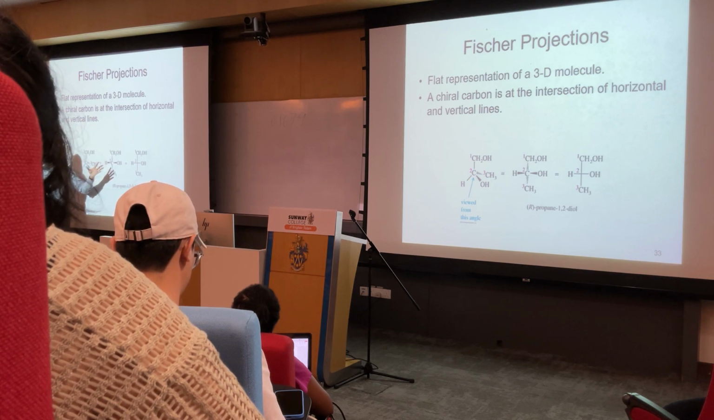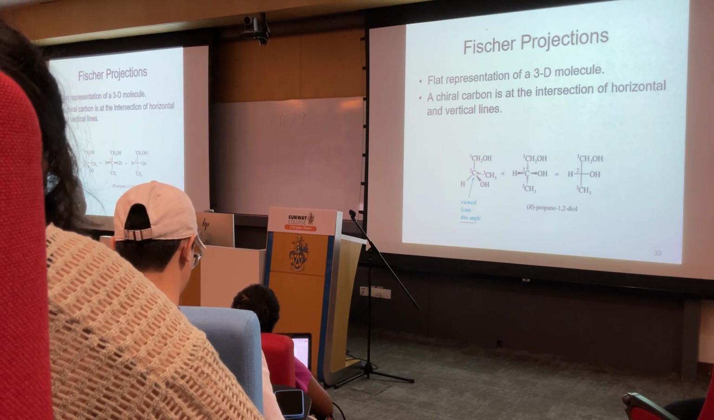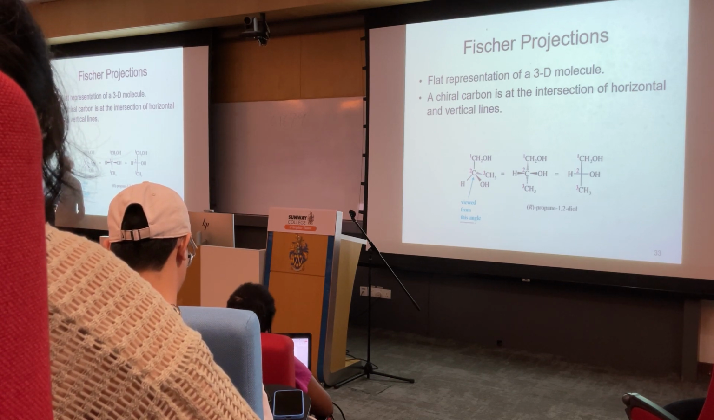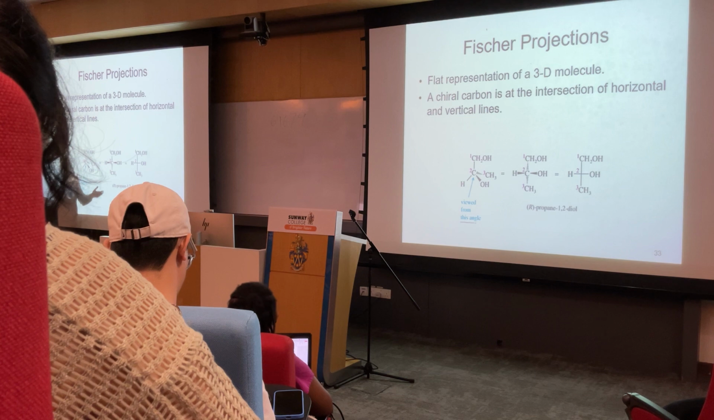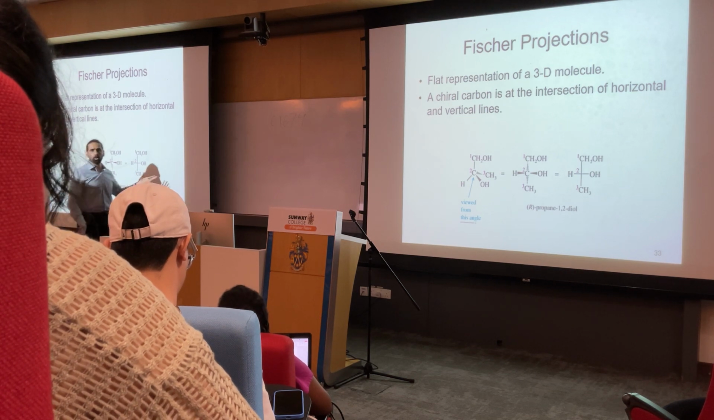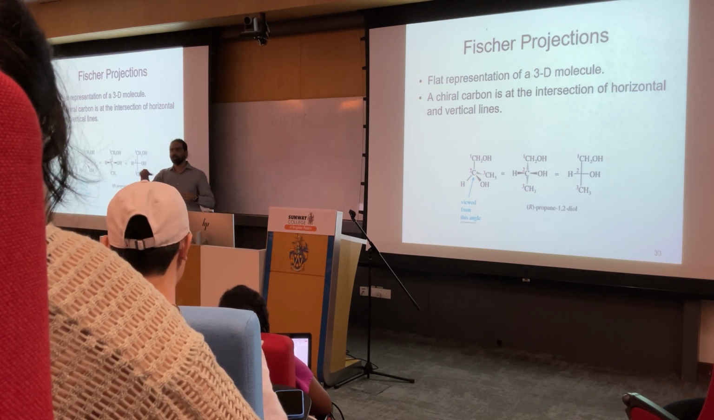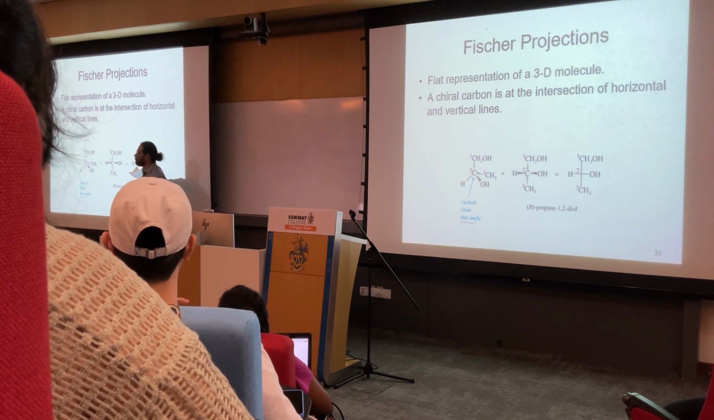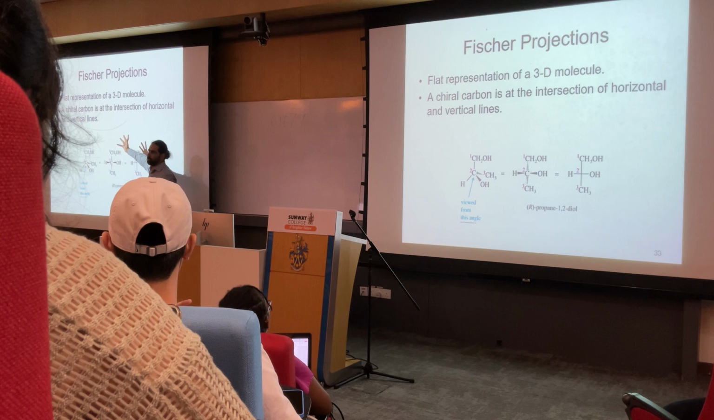Fischer projection tells us that the vertical groups will always be inside the plane, and the horizontal groups will always be outside the plane. So if you have a picture like this, you don't need to draw the wedges for inside the plane and outside the plane. This simply tells that both of them are outside the plane and both of them are inside the plane.